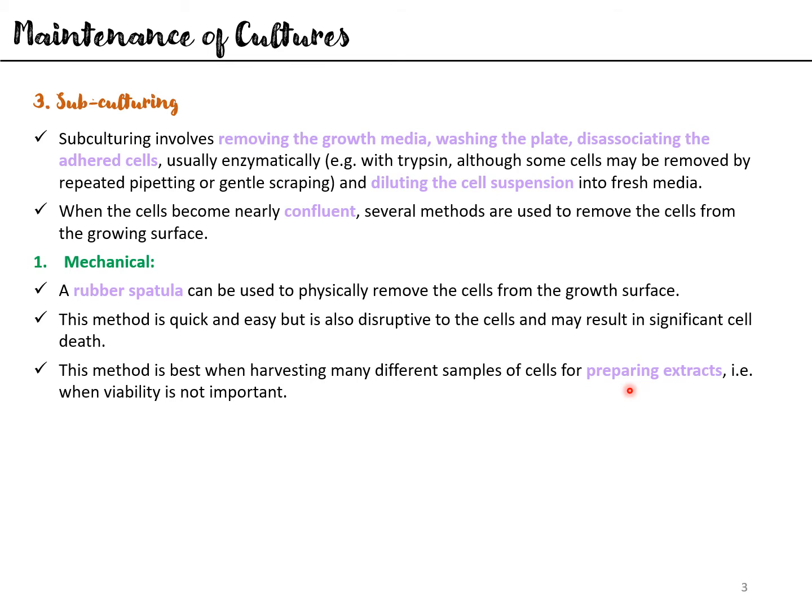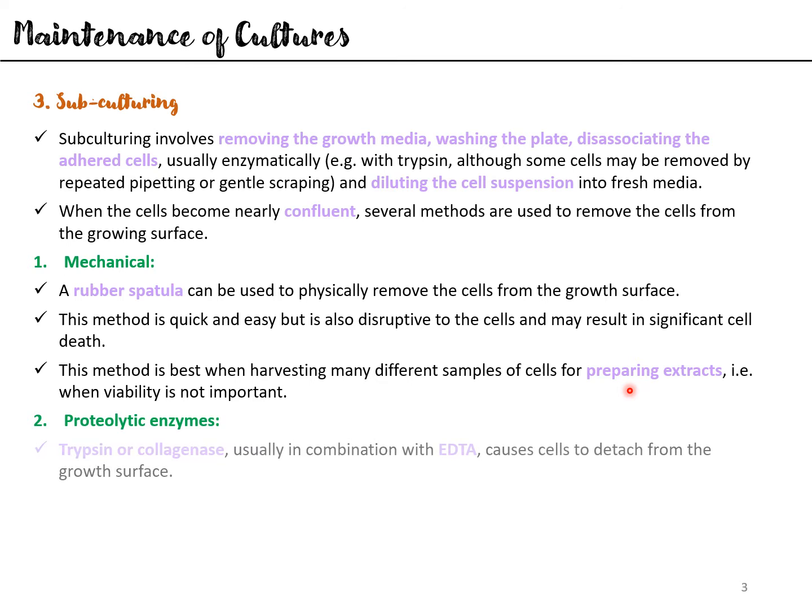When you're at the end stage and you simply want to collect or harvest the cells for further experimentation, mechanical disruption is suitable. However, it is not really advised for regular passaging or subculturing of cells. The next method is using proteolytic enzymes.